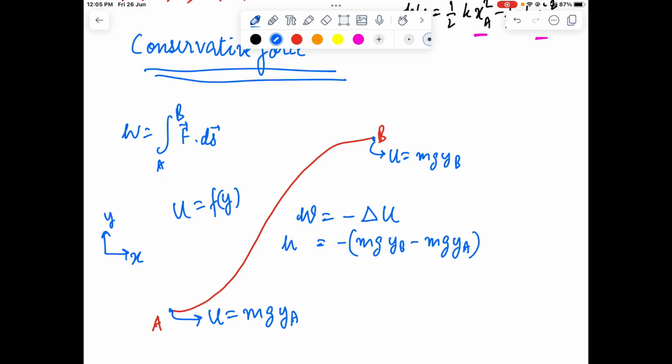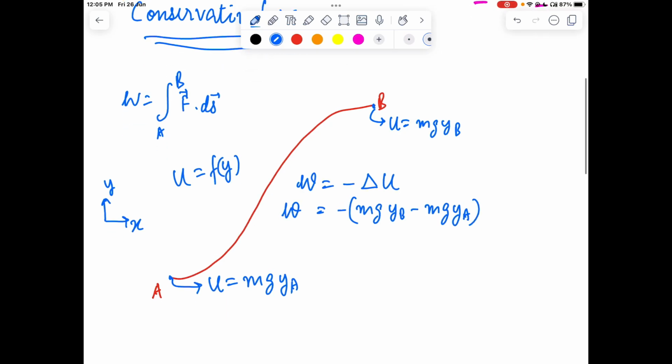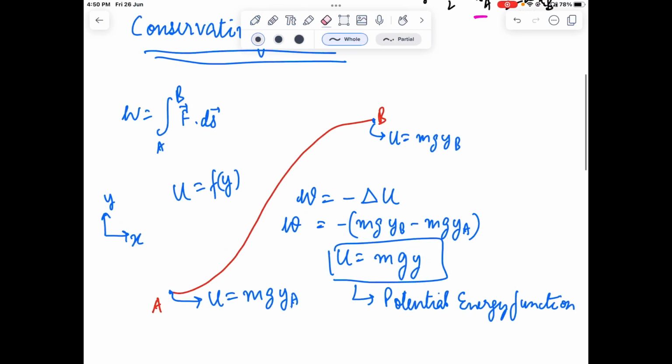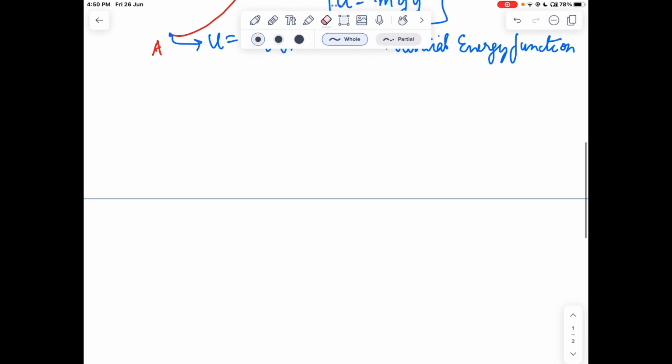Okay, so this function, U is equal to mgy, we call this the potential energy function. Okay, so now let's look at the value of this potential energy function.